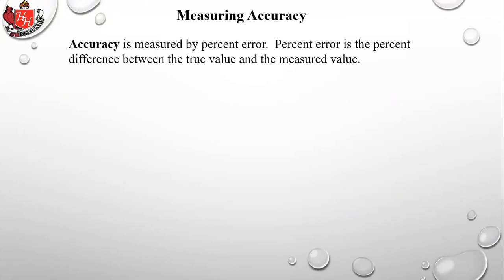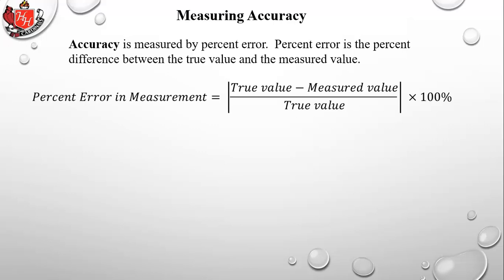So accuracy is measured by percent error. Percent error is the percent difference between the true value, the known value, and the value that you measured in the lab. And there's the formula. So the percent error equals the true value that we know from, say, a book, for example, minus what you measured in the lab, divided by the true value, and then you multiply that by 100%.